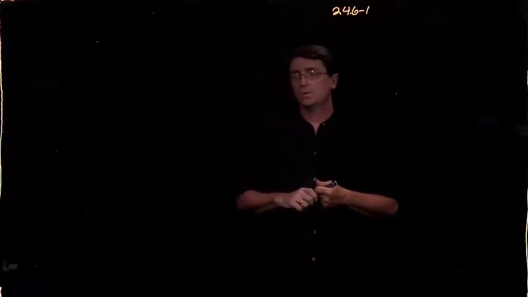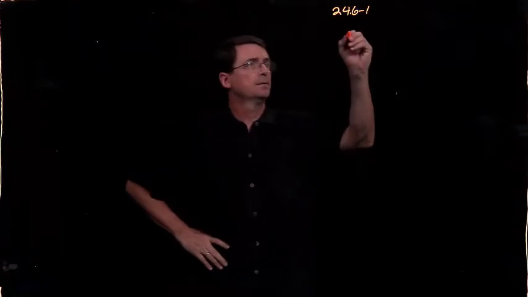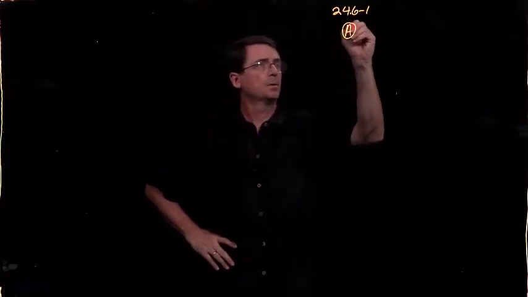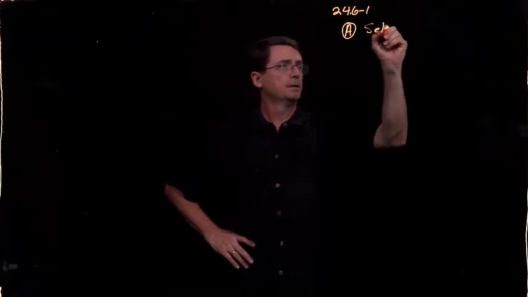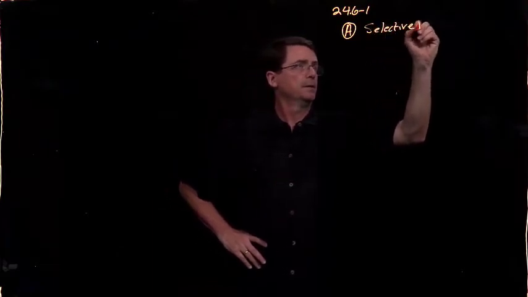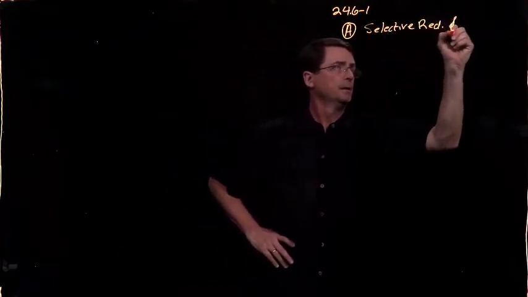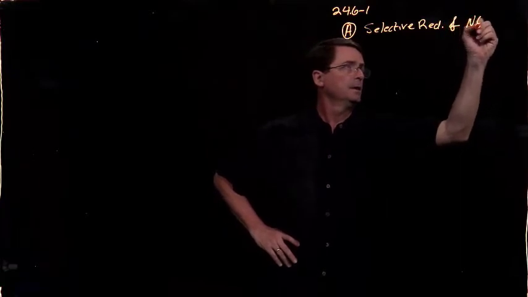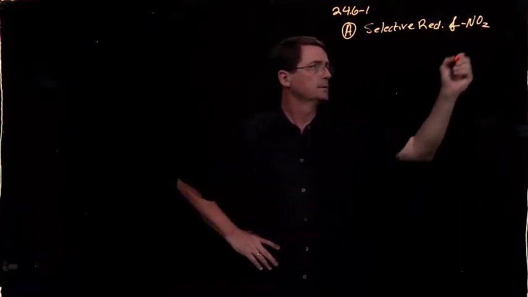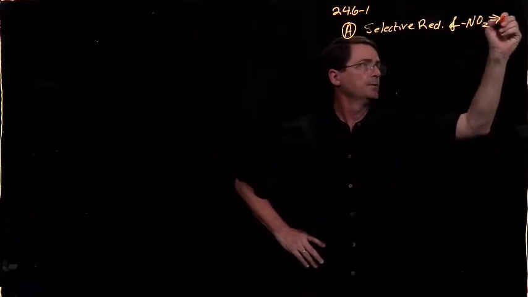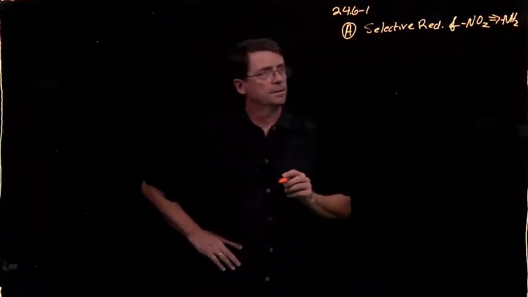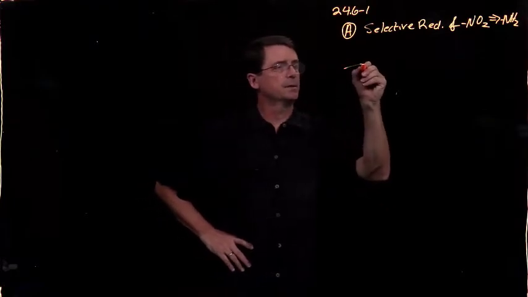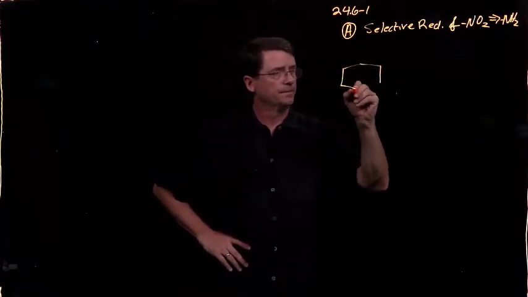All right, section 24.6, this will be part one. There'll be several parts here. The first reaction we're going to cover here is a selective reduction of NO2 groups that yields an amine. Now, the best way to illustrate this actually is with a specific example.